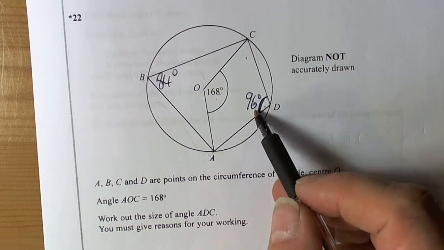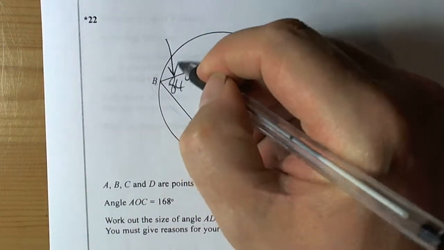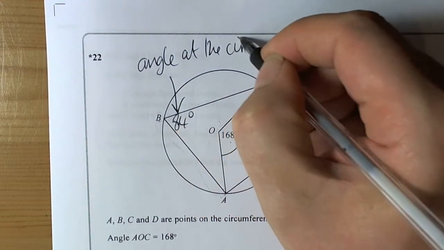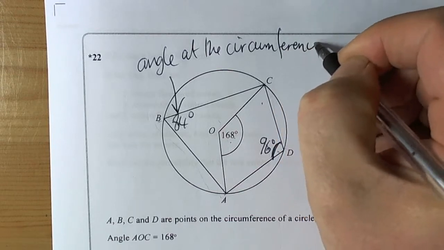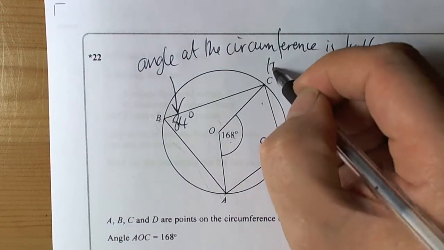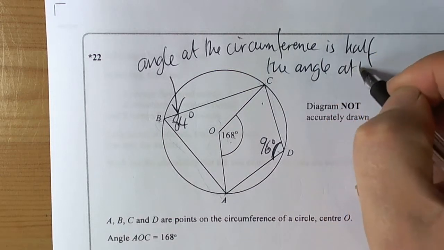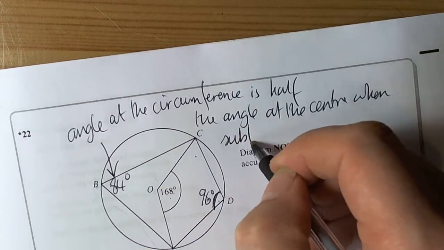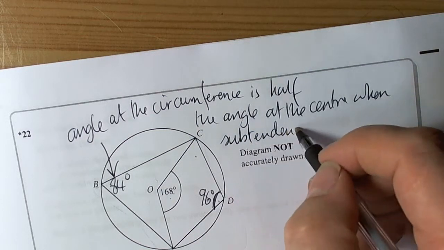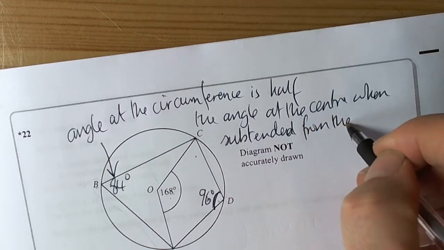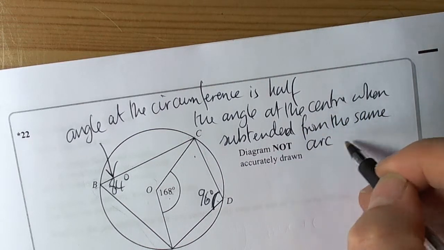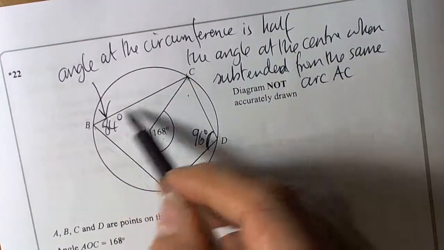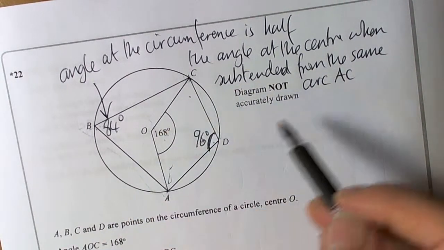So let's give the reasons then, because we know what we thought about. So we can just do an arrow there, and we can say angle at the circumference is half the angle at the centre when subtended from the same arc AC. Okay, so both of those angles, that angle there came from A and C, and that angle there came from A and C. So that's that reason there.